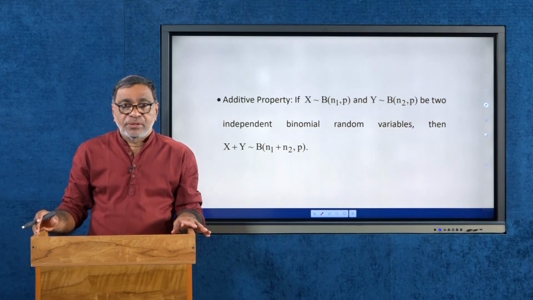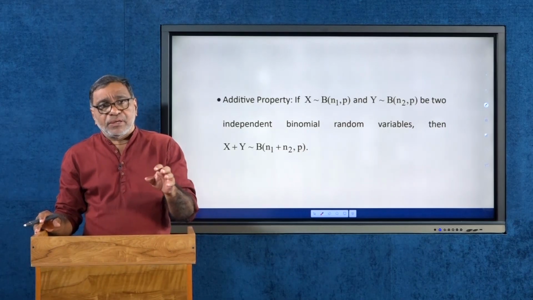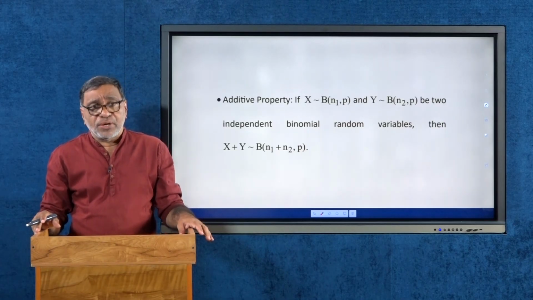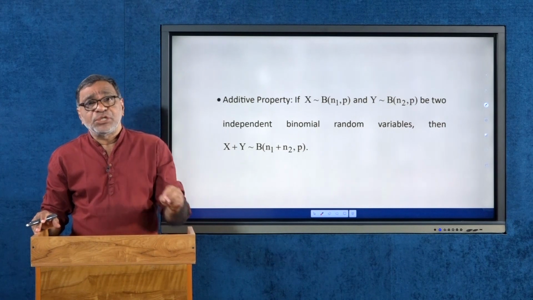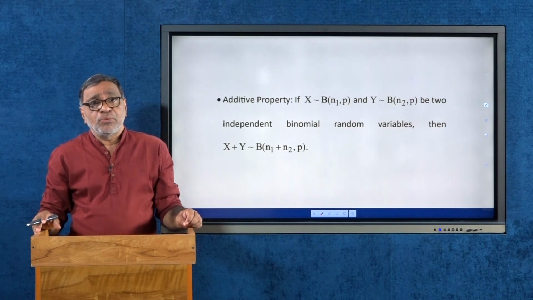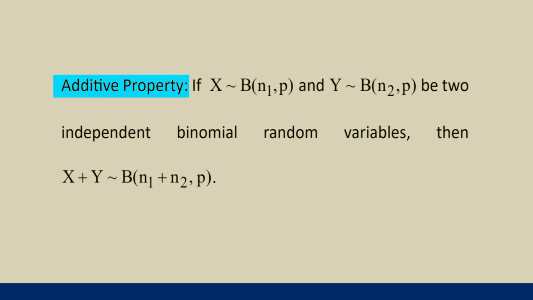generative function. And finally, after discussing the moment generative function, we are going to establish one property of the binomial random variable, that is additive property. If you have two independent binomial random variables x and y with respective parameters n1 p and n2 p, then the sum of the random variables x plus y follows binomial with n1 plus n2 and p.